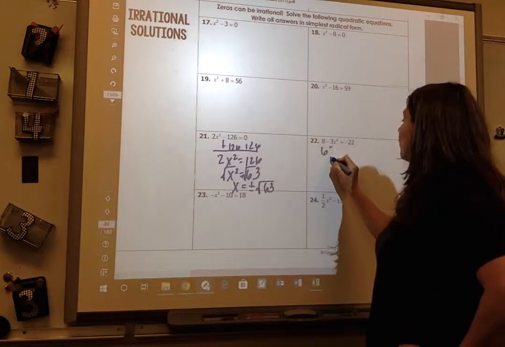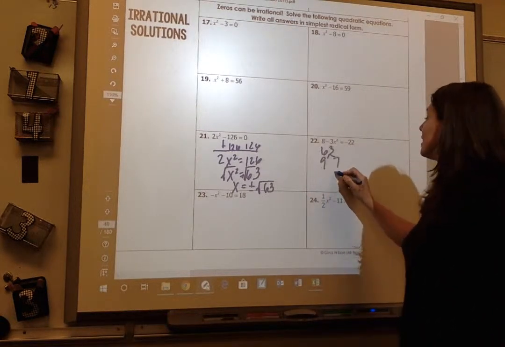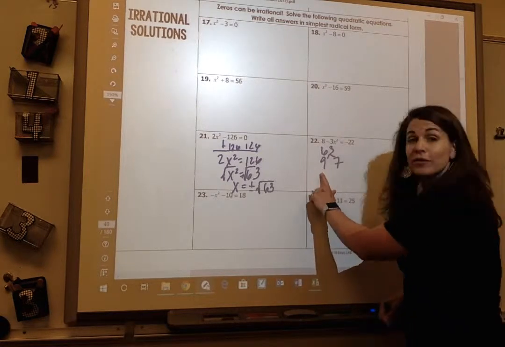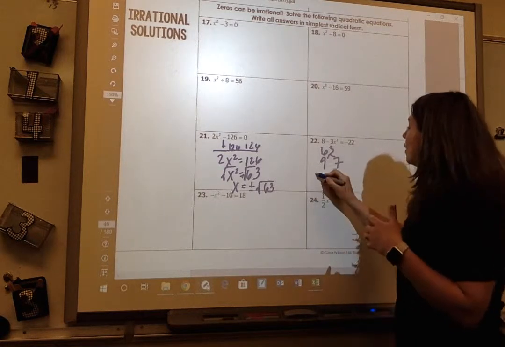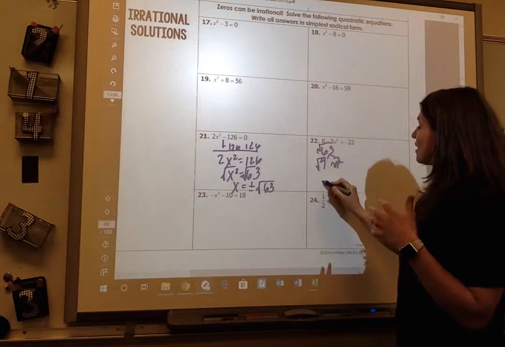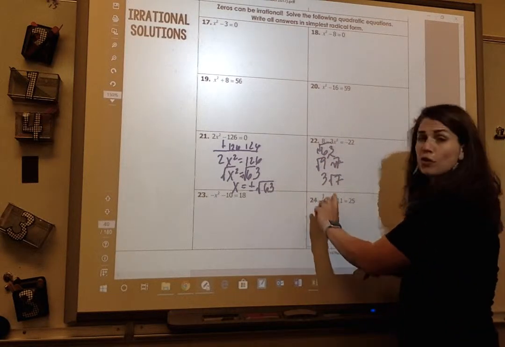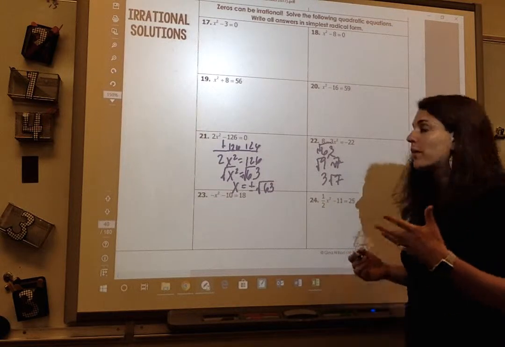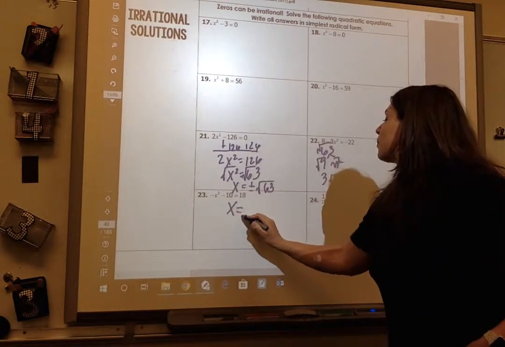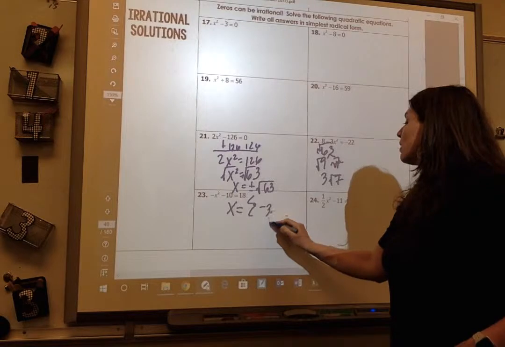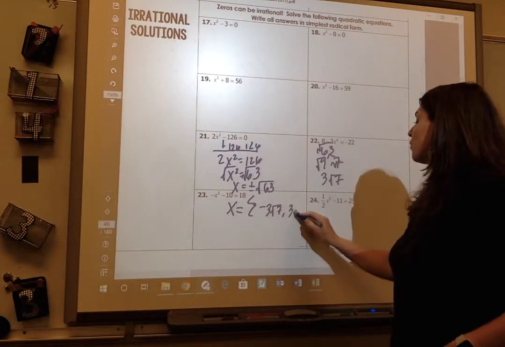So how do you simplify 63? Remember, it's 9 and 7. Notice right here, 9 is a perfect square. So really, I can just say it's 3 square roots of 7 because I can't simplify 7 anymore. So that was our shortcut that we learned about. That's another way you could do it. So here, it's in bracket form. It's negative 3 square roots of 7 and positive 3 square roots of 7.